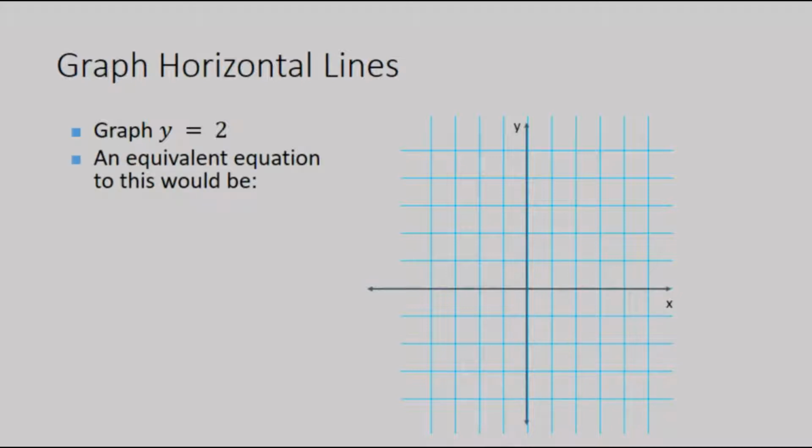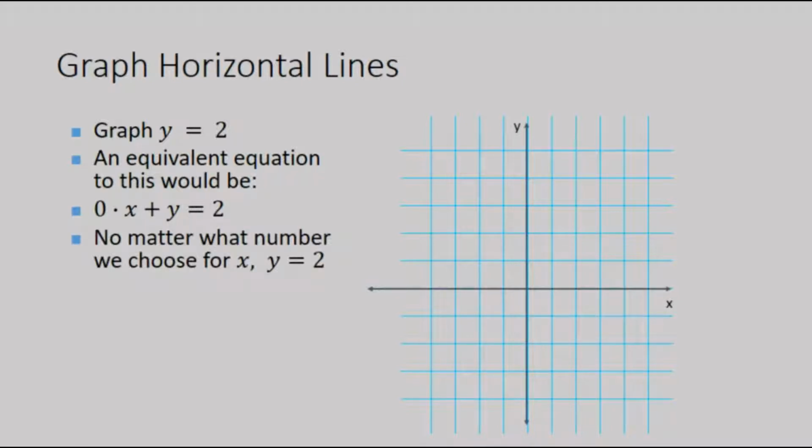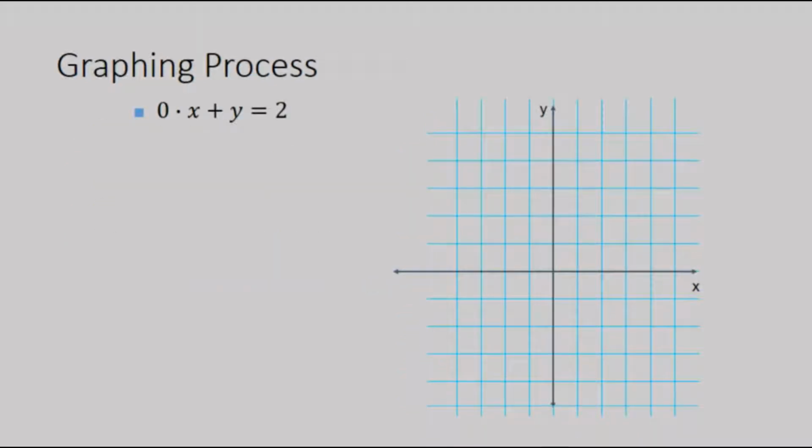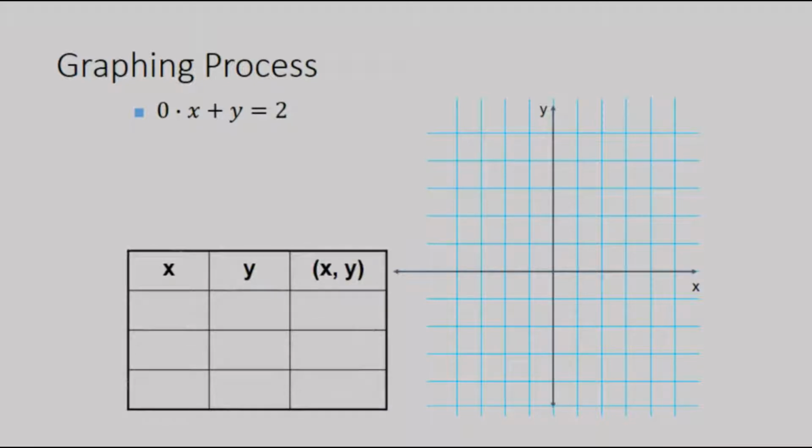An equivalent equation to this would be 0 times x plus y is equal to 2 if we put it in standard form for a linear equation, recognizing that 0 times x is still 0, so that we have an equivalent equation to what we started out with. And you can see here with the 0 times x, no matter what number we choose for x, y will always equal 2. So let's graph this by selecting some points.